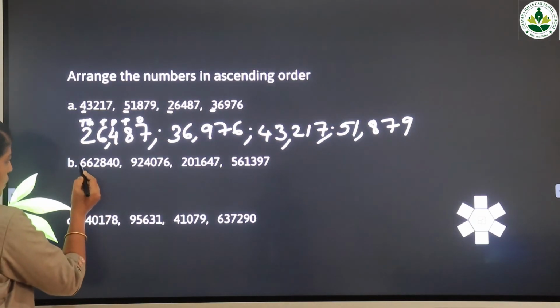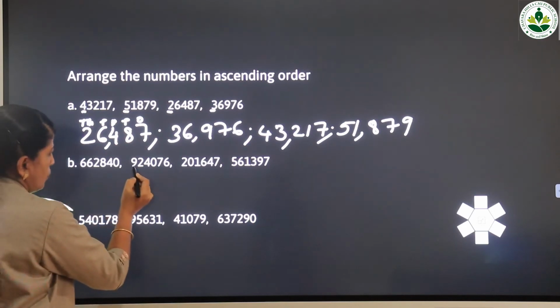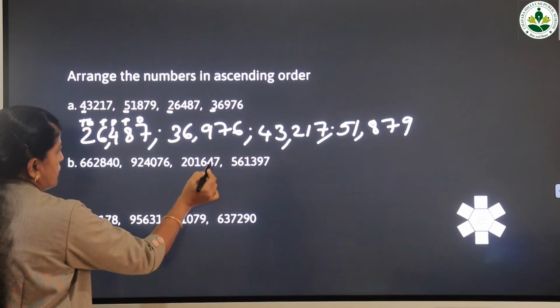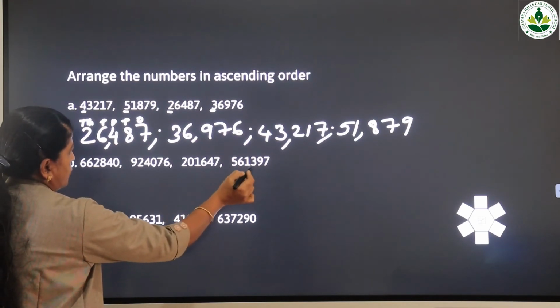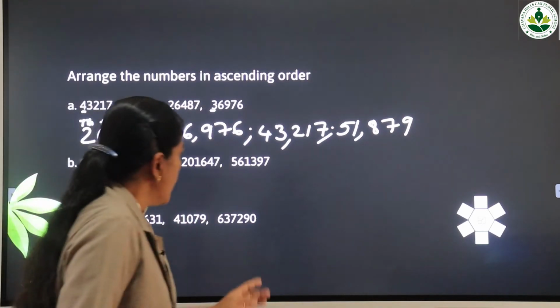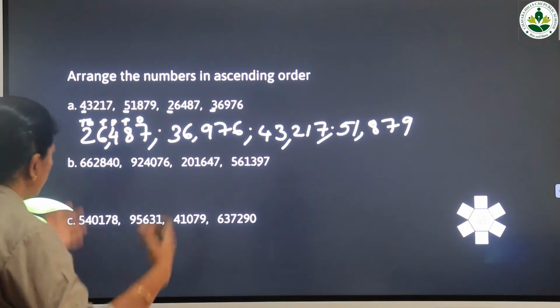Start counting. 1, 2, 3, 4, 5, 6. Therefore, all four numbers contain 6 digits. Therefore, equal number of digits. Then, what should we do next?